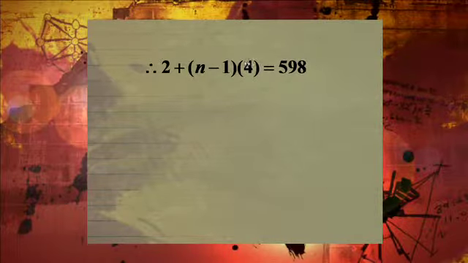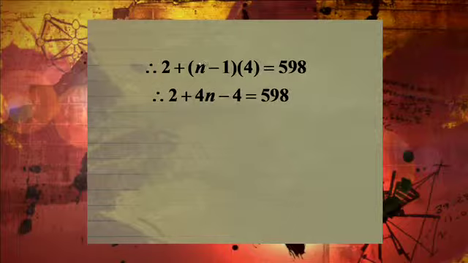Well, all we do is multiply the 4 in there and the 4 in there. So what does that give us? n times 4 is 4n, minus 1 times 4 is 4. The 2's there, and the 598. Well, 2 minus 4, now careful, is negative 2 on the left. Pop it across, add 2 to 598 gives you 600.